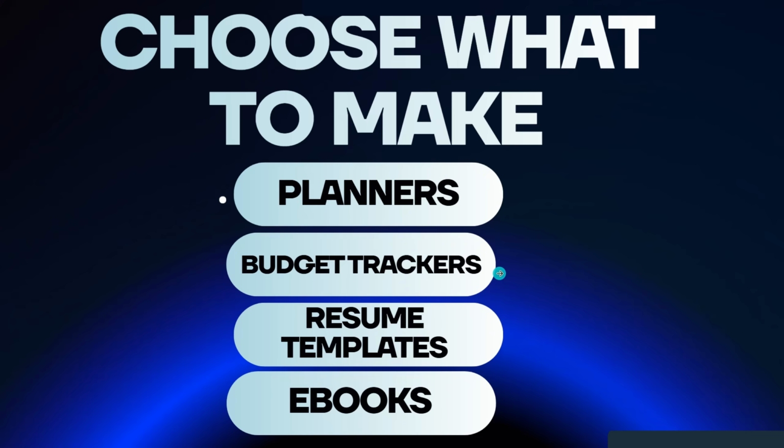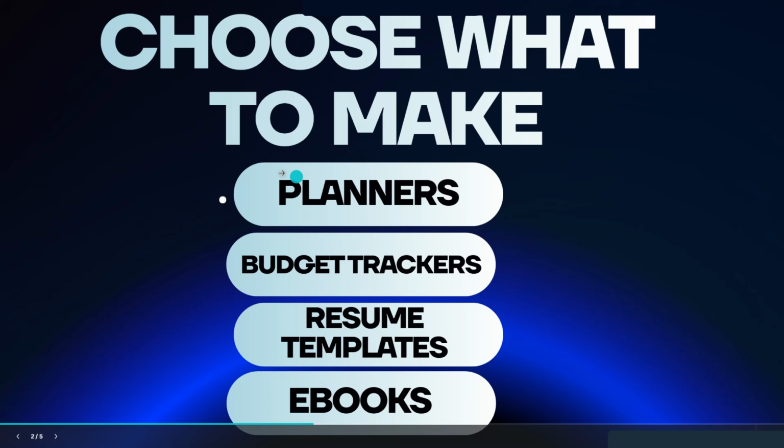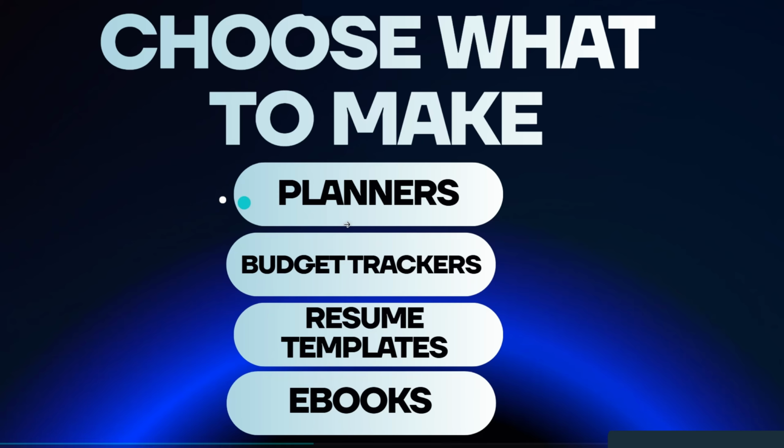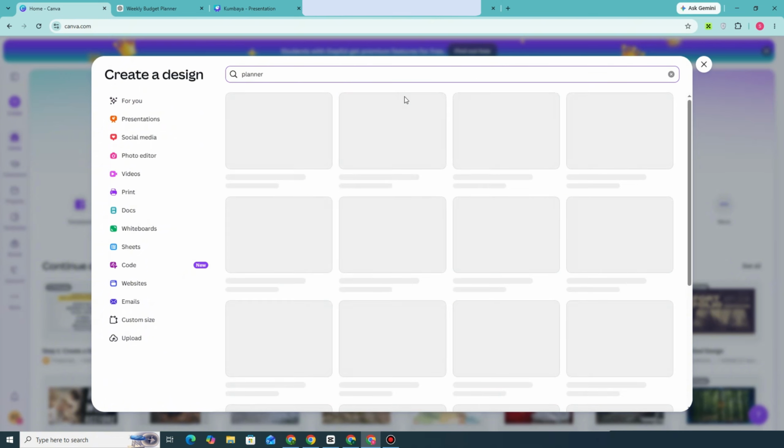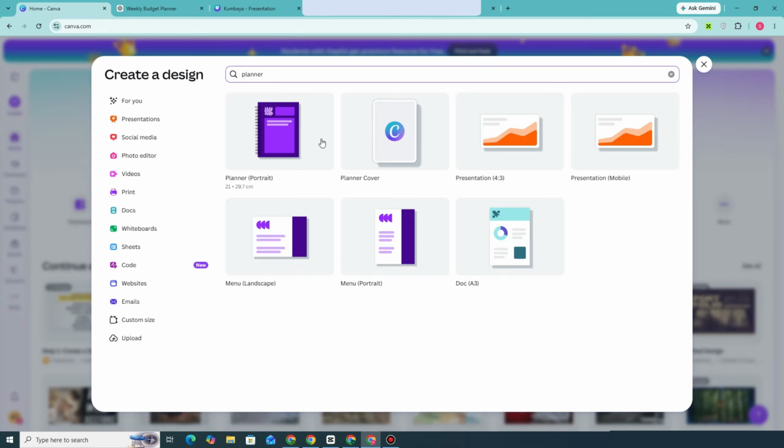You can create planners, budget trackers, resume templates, ebooks. So, for example, you wanted to create a video tutorial on how to create a planner. Let's just say you will create a tutorial for how to create a planner, post it on your YouTube, and then add the link of your store where you have posted your planner products.